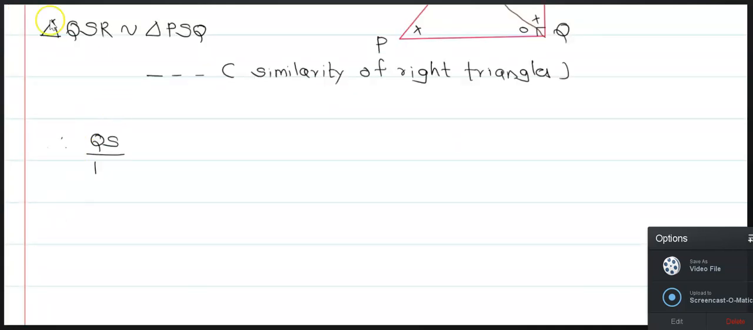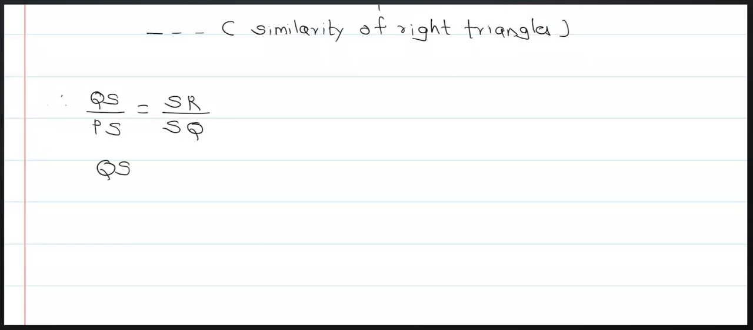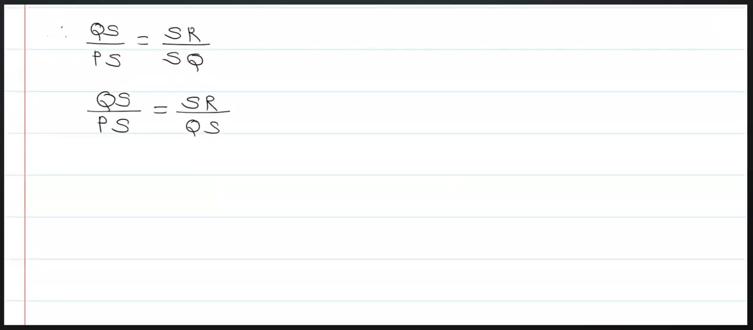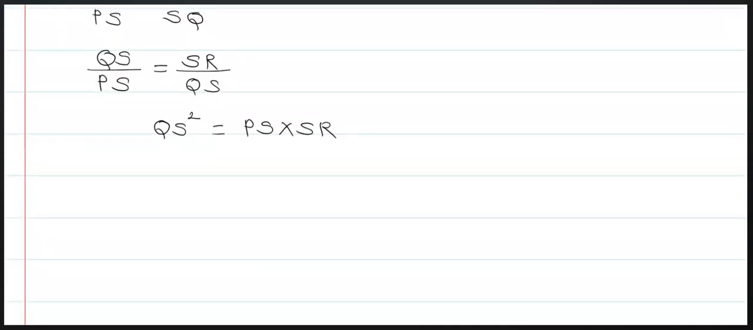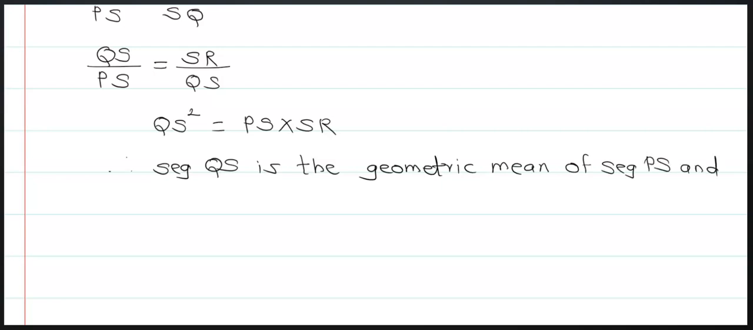Now see this here. That is triangle QSR and triangle PSQ. These two triangles are similar to each other. Therefore, QS upon PS is equal to SR upon SQ. If you make the cross multiplication, QS square is equal to PS into SR. Therefore, segment QS is the geometric mean of segments PS and SR.